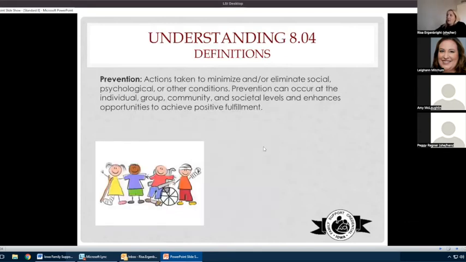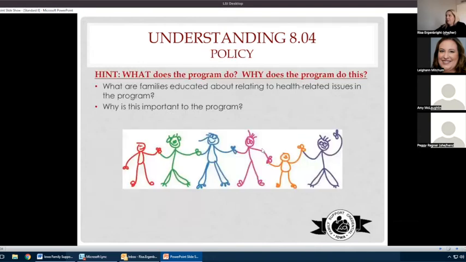For this one, we just got the definition of prevention, which I think is pretty self-explanatory. Actions taken to minimize or eliminate social, psychological, or other conditions. Prevention can occur at the individual, group, community, and societal levels, and enhances opportunities to achieve positive fulfillment. So policy here. What does the program do? Why does the program do it? What are families educated about relating to health-related issues in the program? Why is this important to the program?